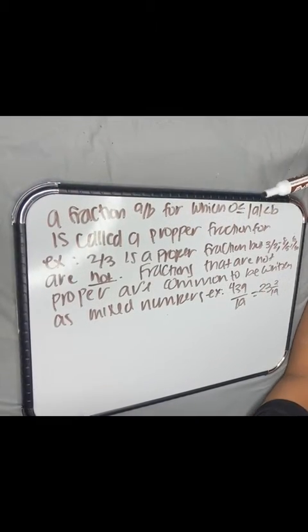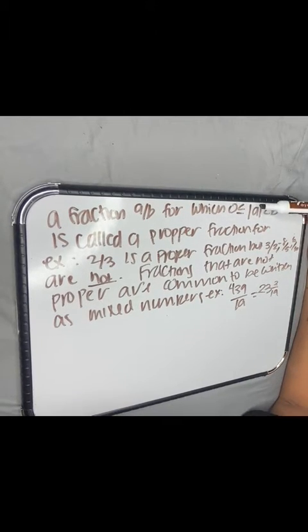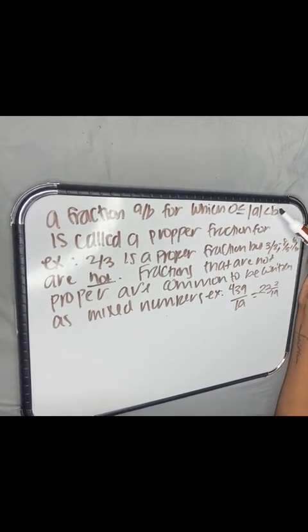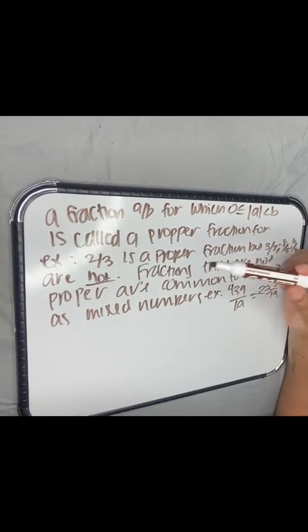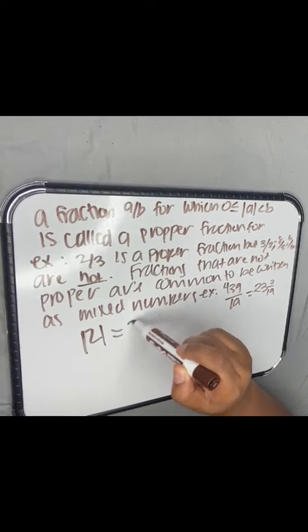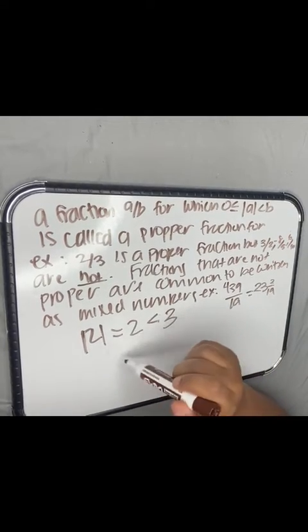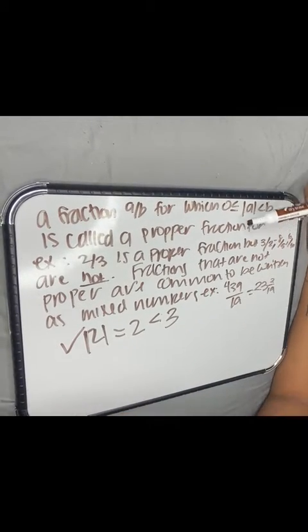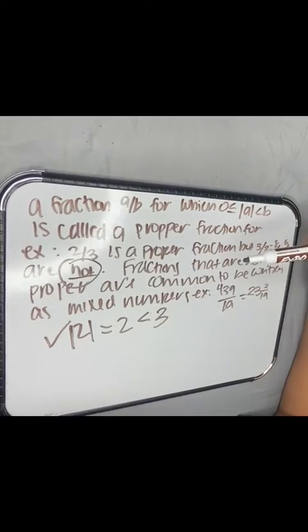Okay, so now moving on, a fraction a over b for which 0 is less than or equal to the absolute value of a, which is less than b, is called a proper fraction. For example, 2/3 is a proper fraction, because if you take the absolute value of 2, that will give us 2, which is less than b, which is 3. So that is a proper fraction. But 3/2, -8/5, 6/6, those are not proper fractions.